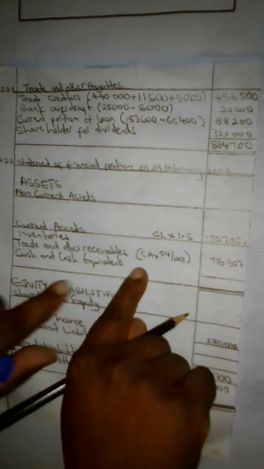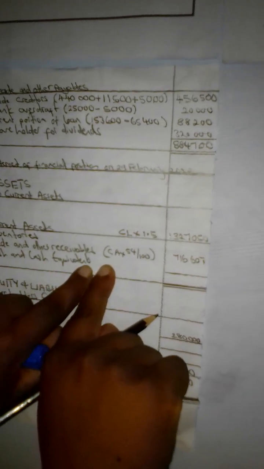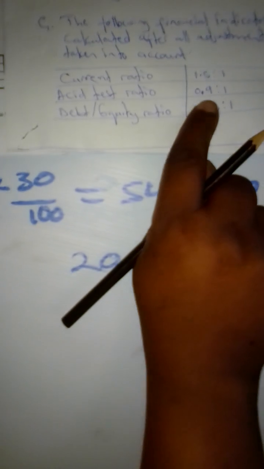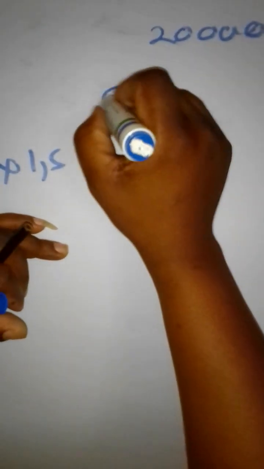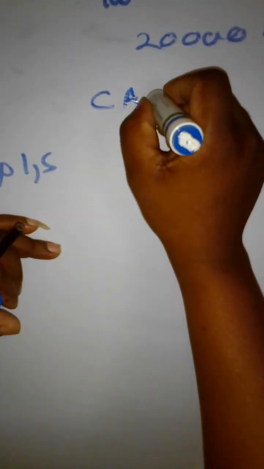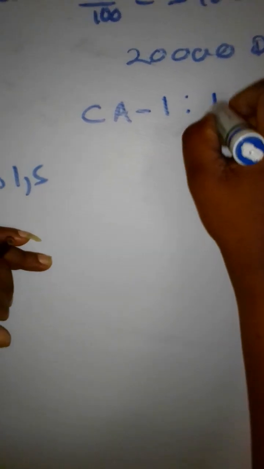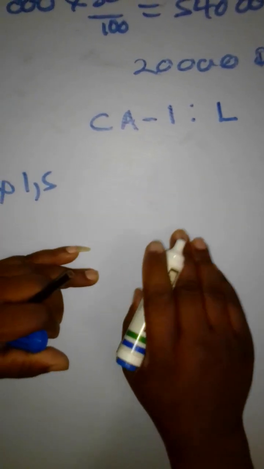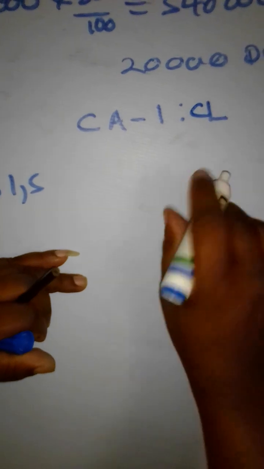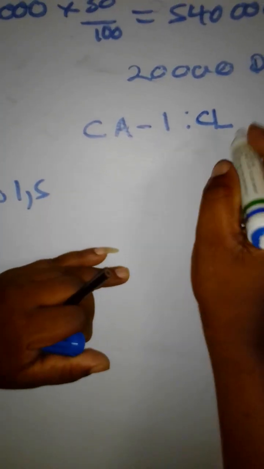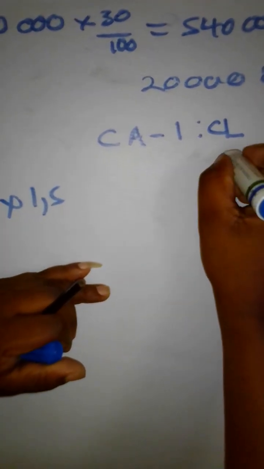Okay, so we can get the cash and cash equivalents using the acid test ratio. The acid test ratio is given at 0,9:1. What does the formula actually say for the acid test? It is current assets minus inventories as to the current liabilities. The current liabilities are already given, they are 1.